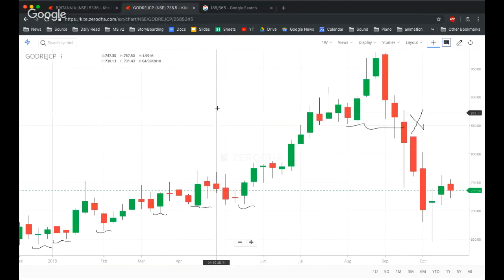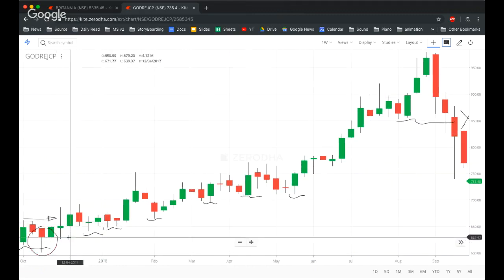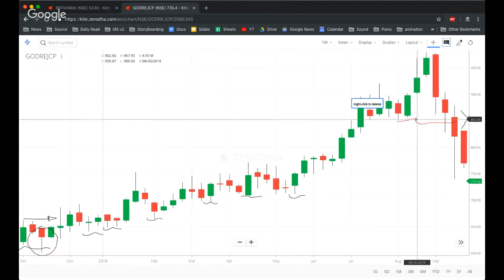But the point is very simple, right? This is another tough part about trading. Entry is fine, but can you hold on for so long, right? That's one problem.